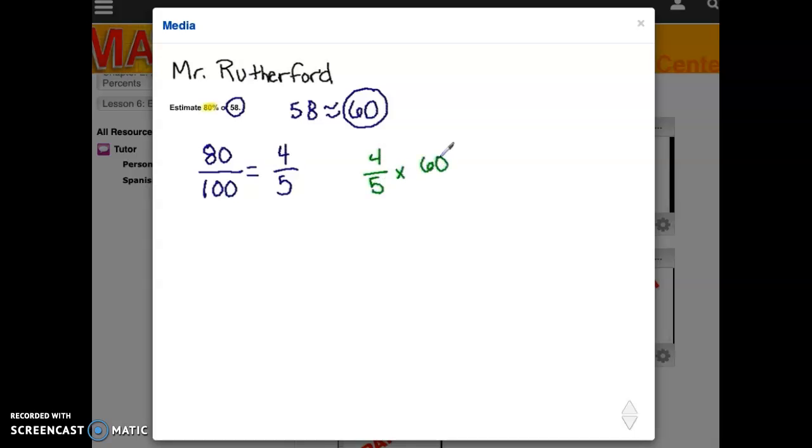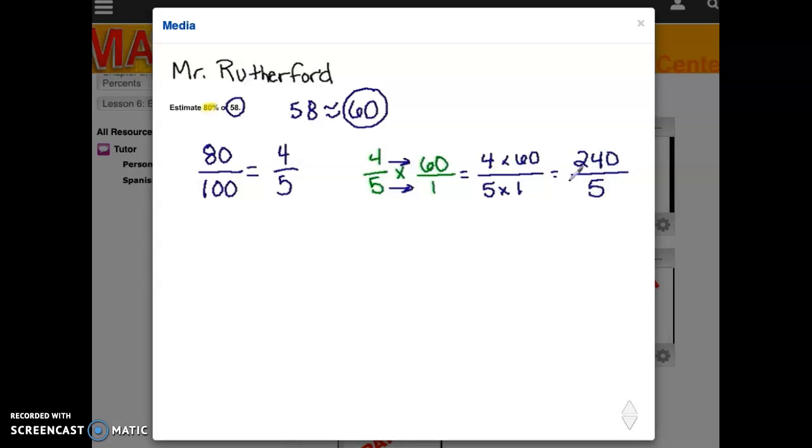Now one thing to keep in mind when we multiply a fraction by a whole number, one thing that maybe makes it a little easier is to make the 60 into a fraction. So 60 over 1, and we multiply fractions straight across, numerator times numerator, and denominator times denominator. So if we multiply 4 times 60 and 5 times 1, we get 240 over 5.